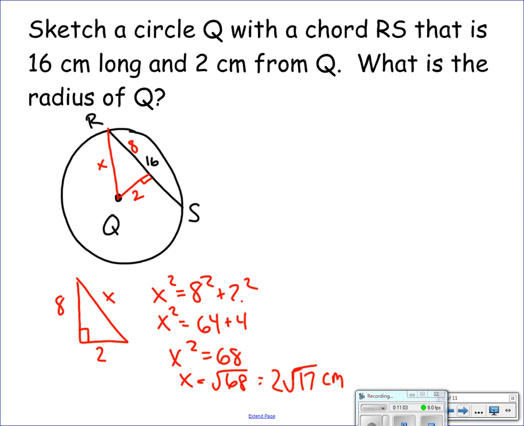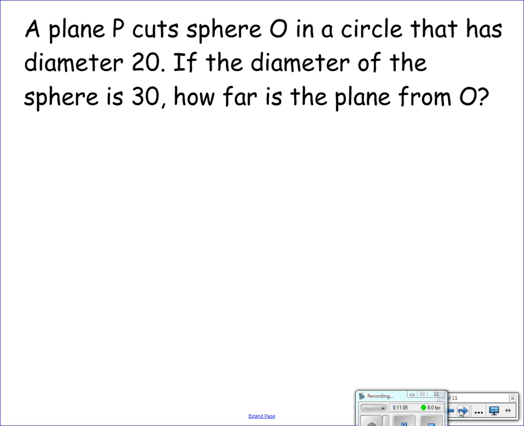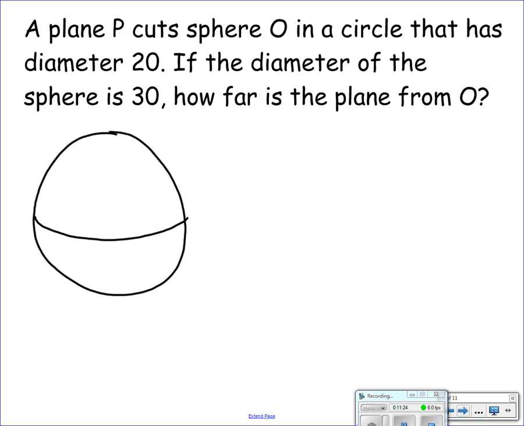Our last example. Plane P cuts sphere O in a circle that has a diameter of 20. The diameter of the sphere is 30. How far is the plane from O? So I have a sphere. We usually draw a sphere like a circle, but then we draw a little oval in the middle. So it tells me that it's three-dimensional. Sphere O. Now I have a plane that chops off a piece.